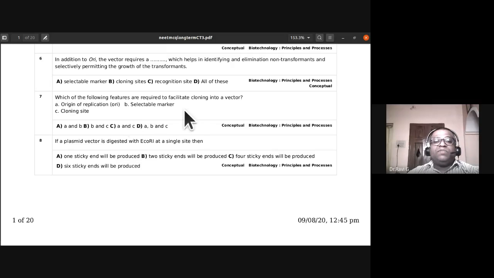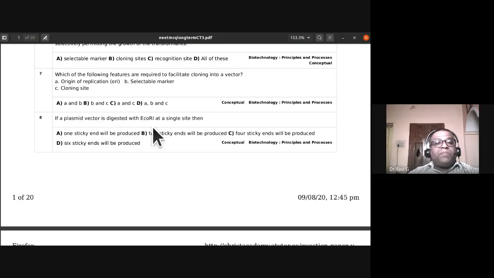Seventh one: which of the following features are required to facilitate cloning into a vector? Is it origin of replication, selectable marker, cloning site? Which is required? Option D. Very good. All the three are required. Origin of replication is also required, selectable marker is also a necessity, and cloning site is also a necessity. So D, A, B, and C is the answer.